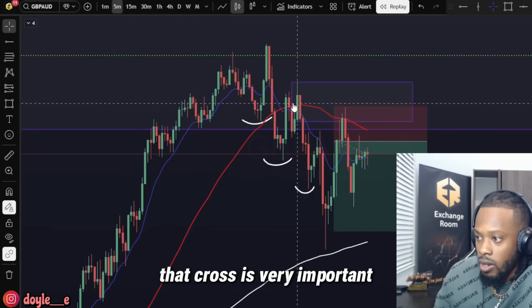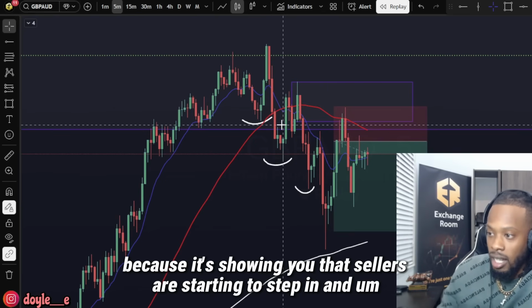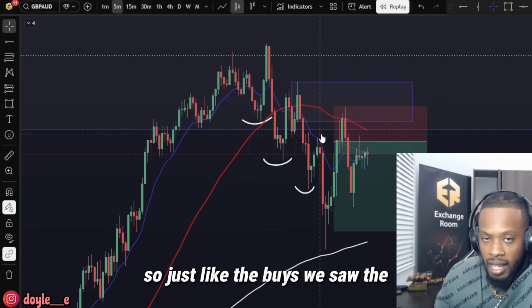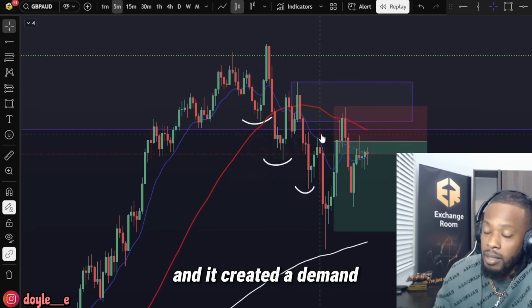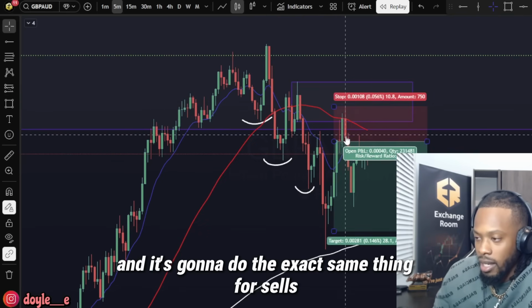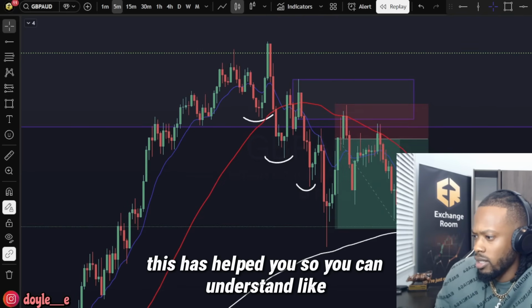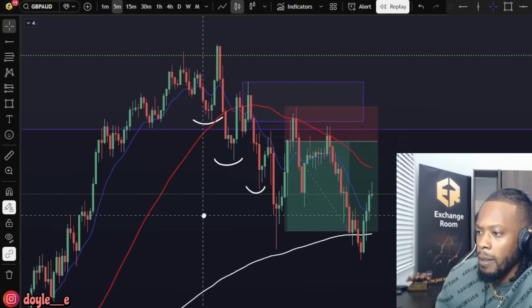Okay, that cross is very important because it's showing you that sellers are starting to step in and be in control of this market. So just like the buys, we saw the 13 and the 50 cross upwards, and then it created a demand, and it's going to do the exact same thing for sells. So hopefully this has helped you understand directional bias on the lower time frame versus the higher time frame. Market structure is key.